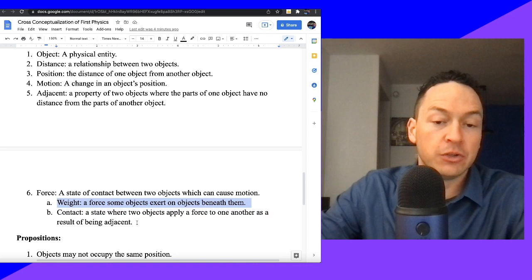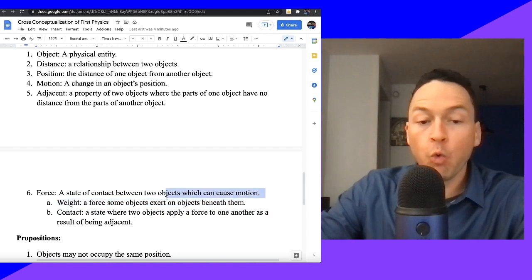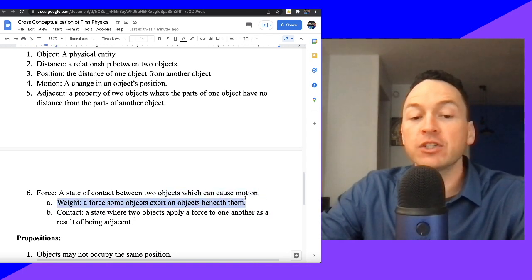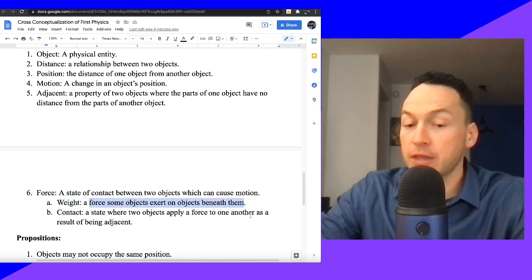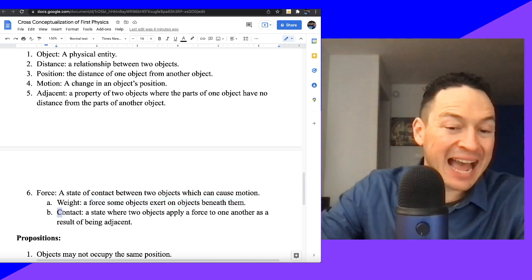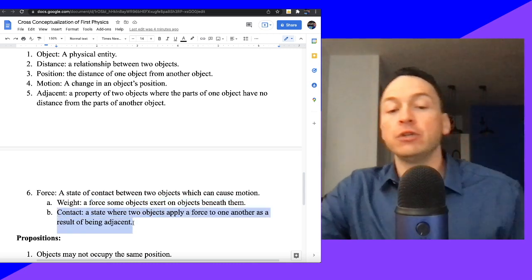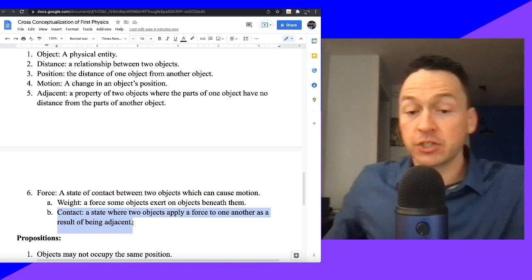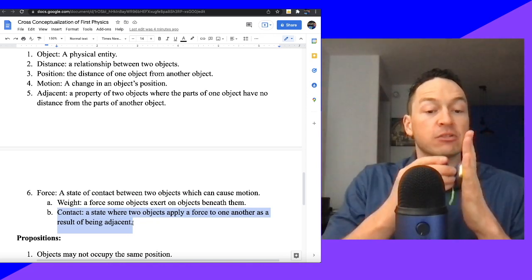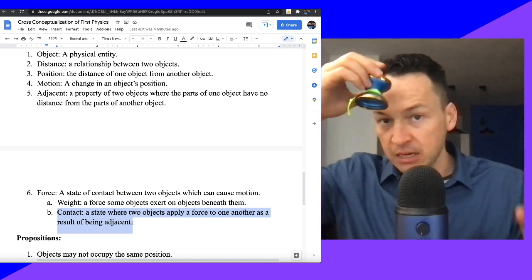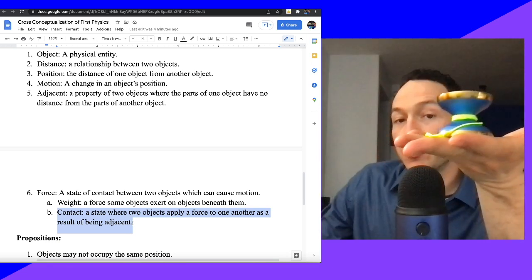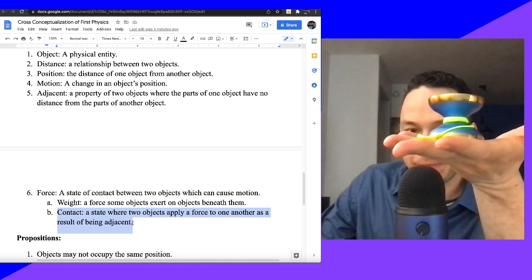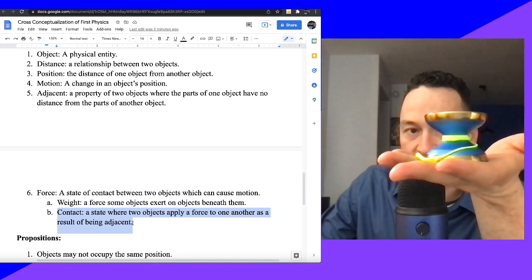Okay, let's turn to what I think is kind of a problem. Weight is a force that some objects exert on objects beneath them. Contact is a state where two objects apply a force to one another as a result of being adjacent. Well, let's think about weight force. There's a weight force of this yo-yo on my hand. I can feel the yo-yo pressing into my hand.